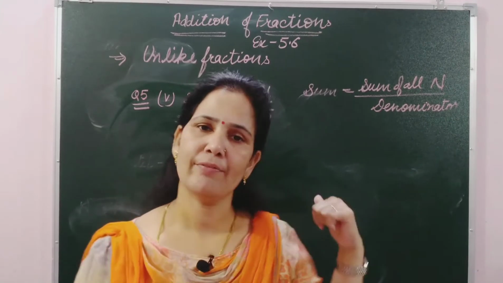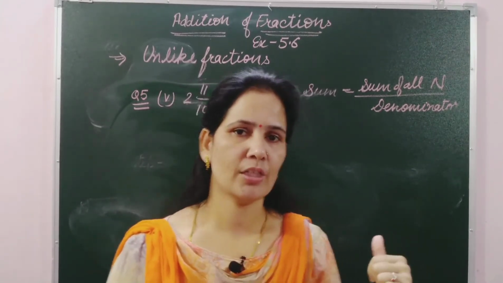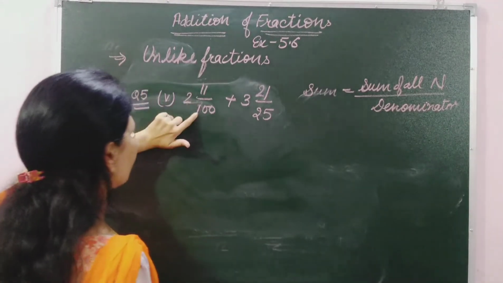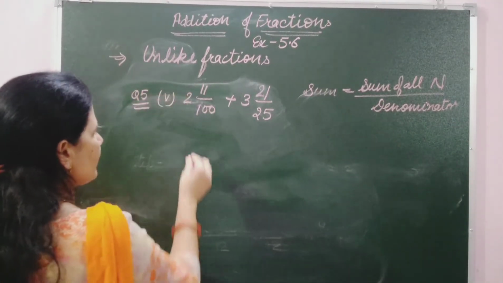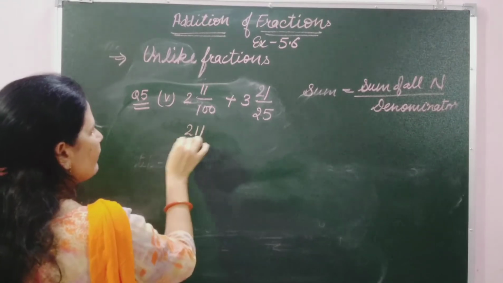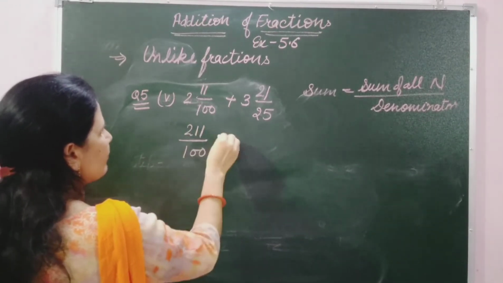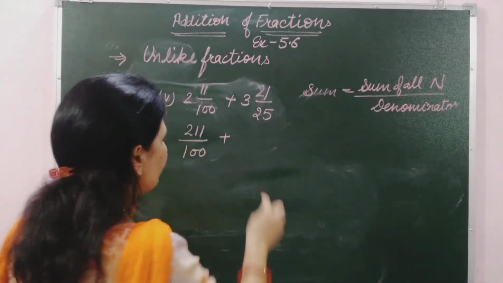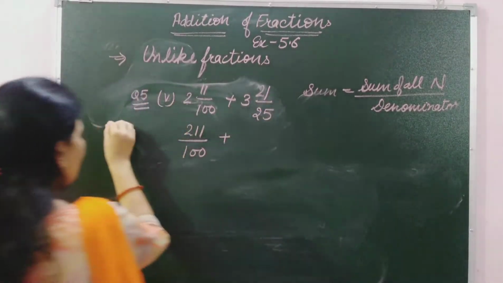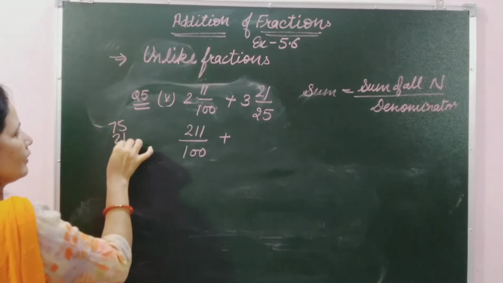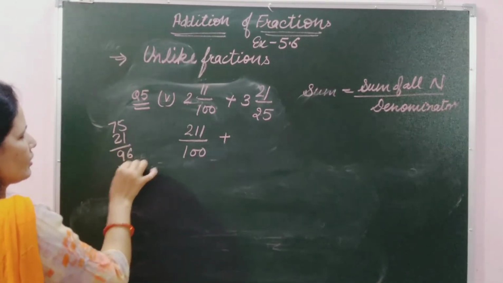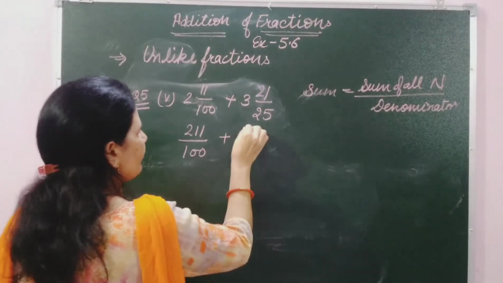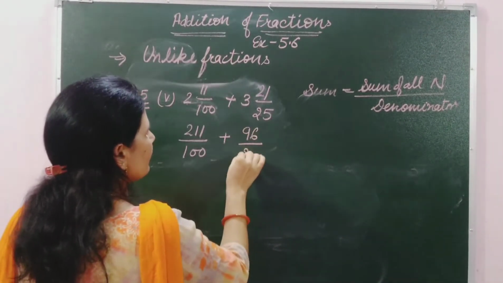First step, they have given the question in the form of mixed fractions, so convert these mixed fractions into improper fractions. 100 times 2 is 200, 200 plus 11 is 211 by 100. The sign between is plus. 25 times 3 is 75, and 75 plus 21 gives 96. Check it: 5 plus 1 is 6, 7 plus 2 is 9. So here we get 96 by 25.